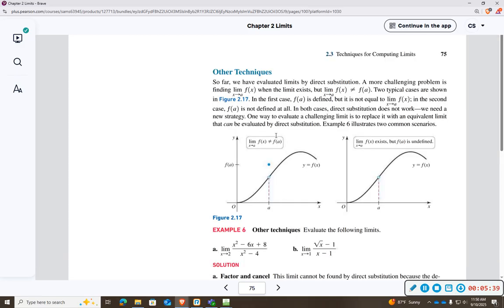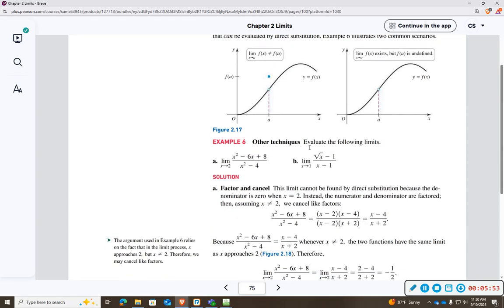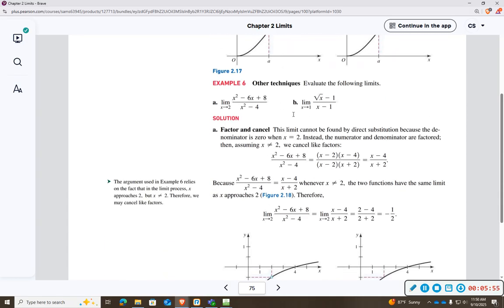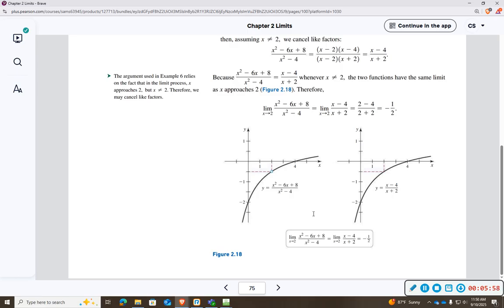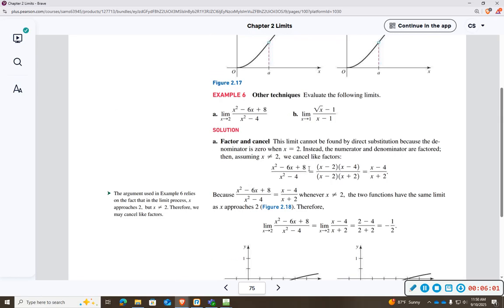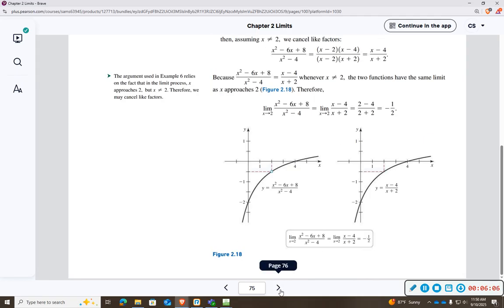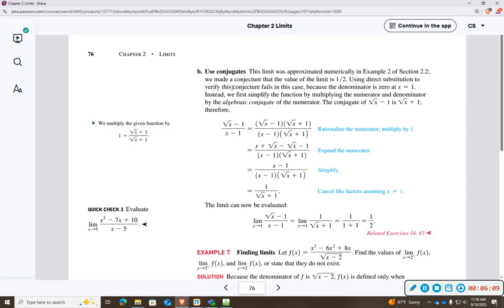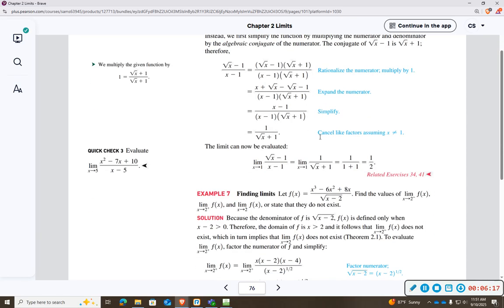Then we have a few other techniques. Sometimes we cannot find the limit by using direct substitution. So like we just plug in a number, maybe it doesn't exist, maybe there's a hole in the graph, and so we have to apply some other techniques to find the limits. Here we use some algebraic techniques where we have to factor and cancel out in this example, and then we're able to get an answer. Sometimes we might have to multiply by the conjugate to cancel out the square root, and then you can simplify algebraically and find the limit.